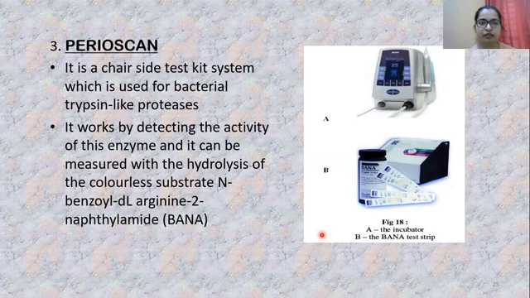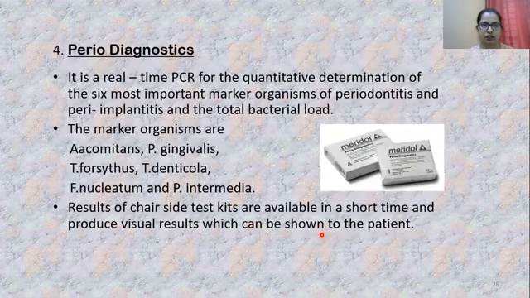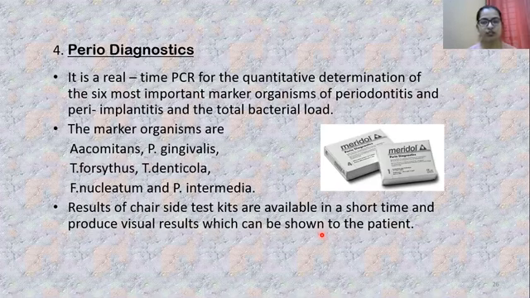Next is BANA, which is used for bacterial trypsin-like proteases. It mainly works by detecting the activity of this particular enzyme. Then Periodiagnostic is a real-time PCR, meaning we can show the patient the results visually. There will be a visual scene for the results, and it can be shown to the patient what the condition of that particular area is, and it also tells about the total amount of bacterial load and the progression of the disease accordingly.